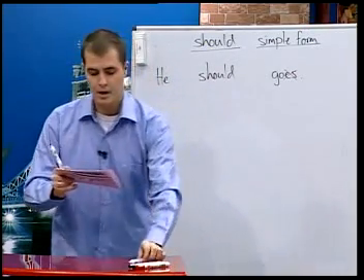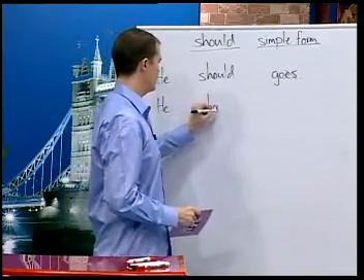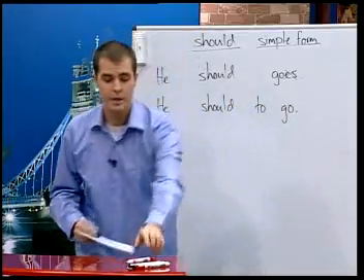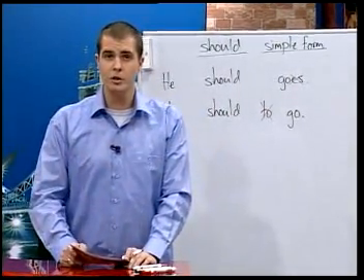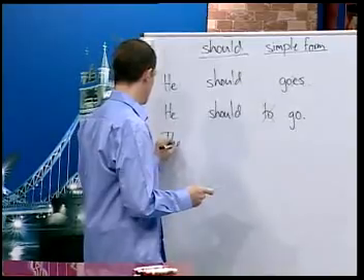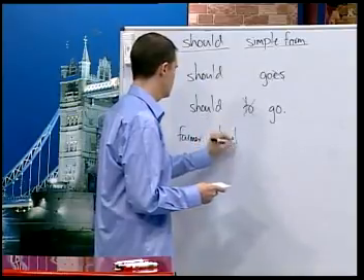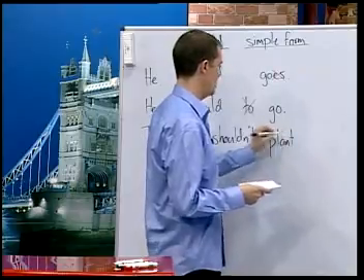Let's do another one. Infinitives also are incorrect. He should to go. It's wrong because to go is not the simple form. He should go. It's easy. The negative of should is should not, or shouldn't. So the farmer shouldn't plant his crops.